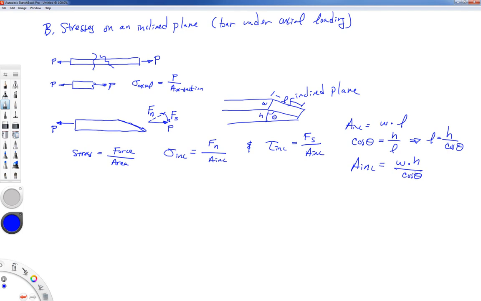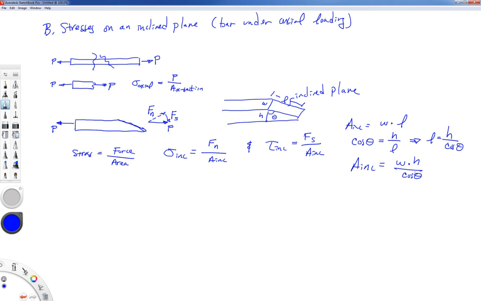Now I'm going to give you a word of caution here. When I make up an exam or a quiz problem, I don't really pay attention to what the book calls the angle theta. I just give some angle. And it could be the angle that the book calls theta, or it could be the other angle in that right triangle.